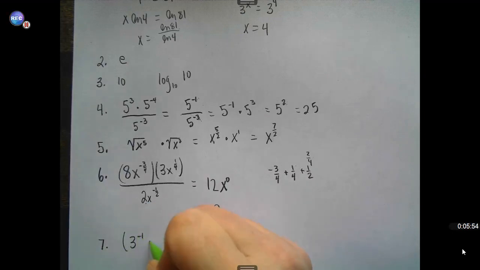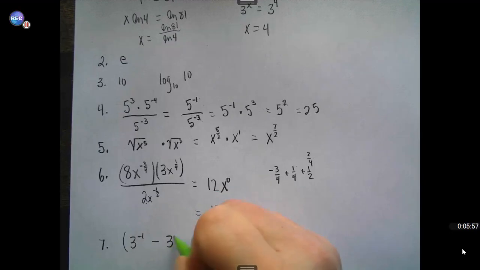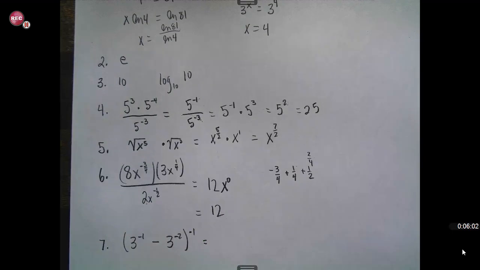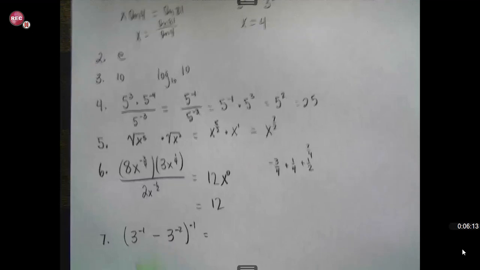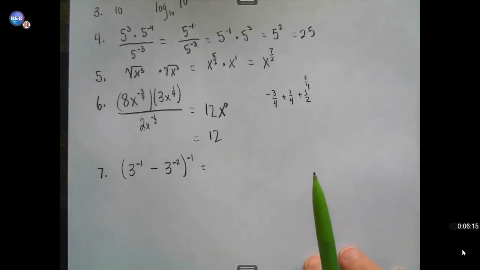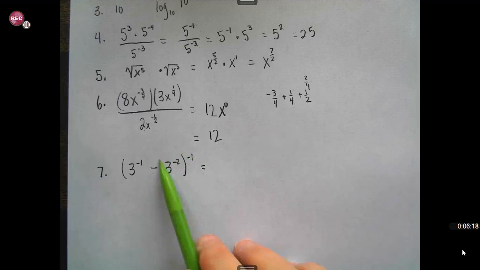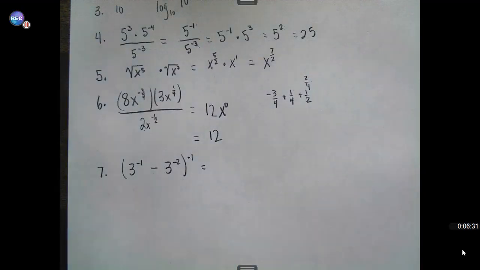3 to the -1 minus 3 to the -2 all to the -1. Well, this is a little bit more complicated than the previous problems because of this minus in here. What that means is that I cannot do this, right? I have to get a common denominator, and get this written as one fraction so I can flip it over, because that's what the -1 is going to do. It's going to flip it over.